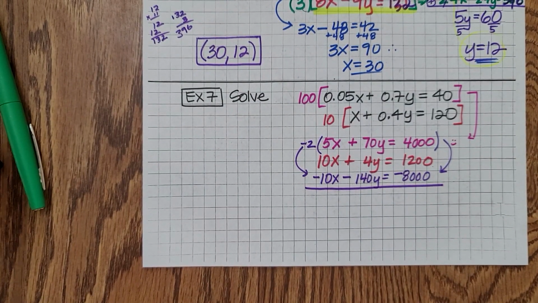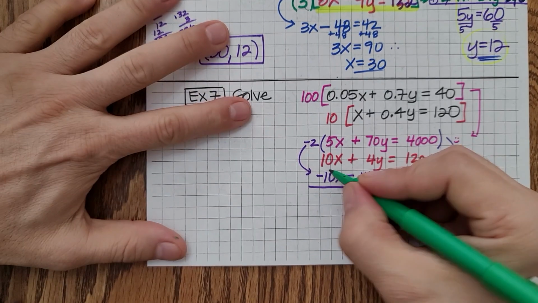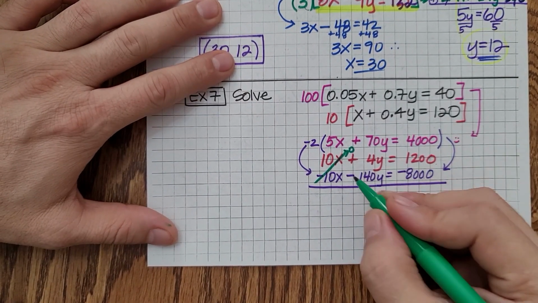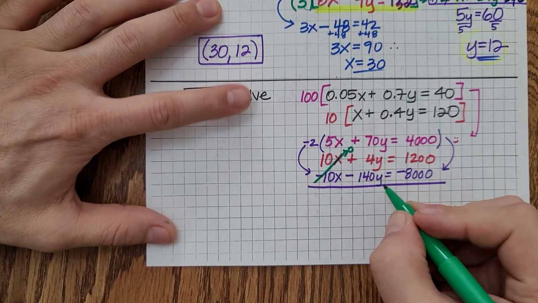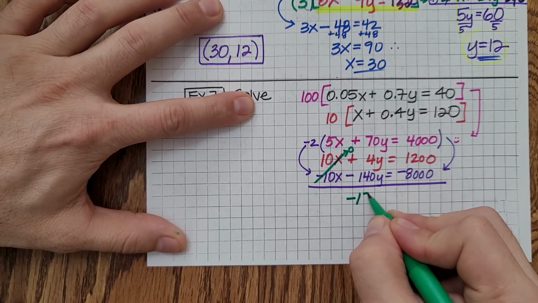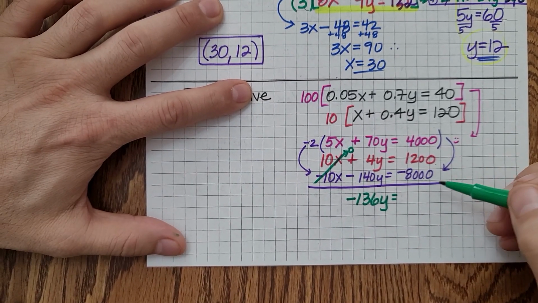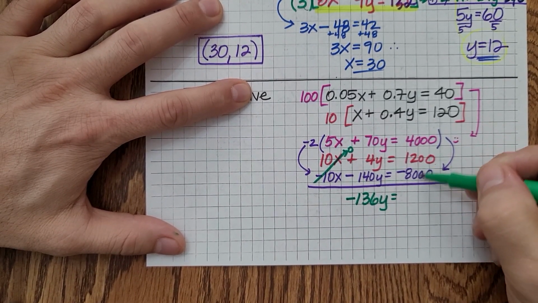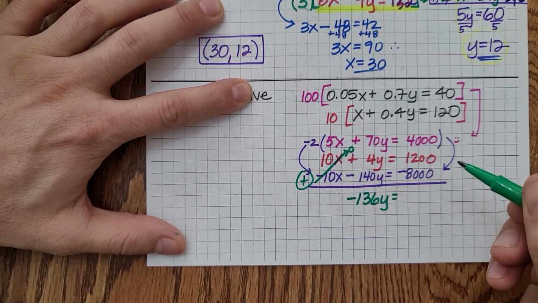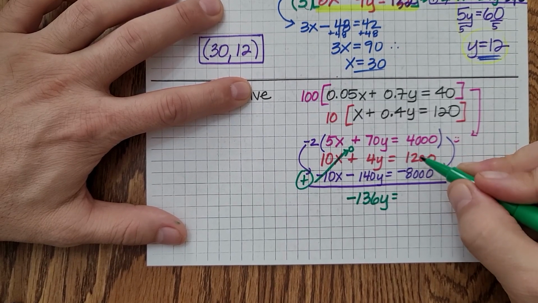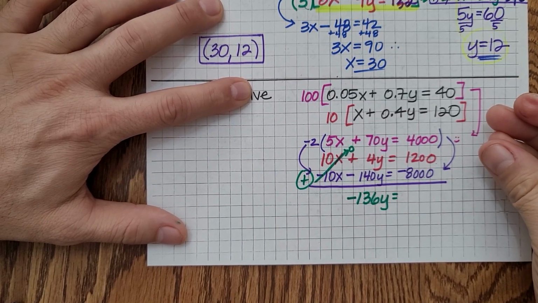I better not try to do these in my head completely. I better at least do some scratch work. This one can be done in the head. That becomes 0x or 0. We don't need it. 4y minus 140y is negative 136y. And quick math. I know I'm going to subtract these two, even though we said to add. Why am I subtracting? Because the signs are different. A positive number plus a negative number is really subtraction.